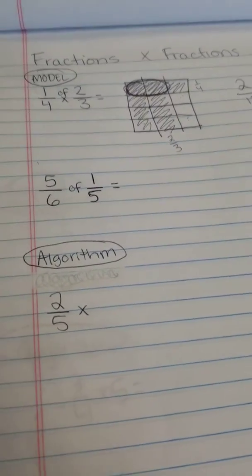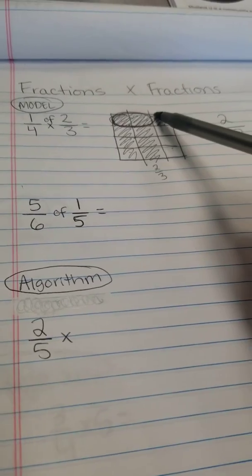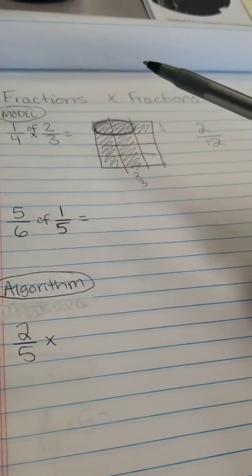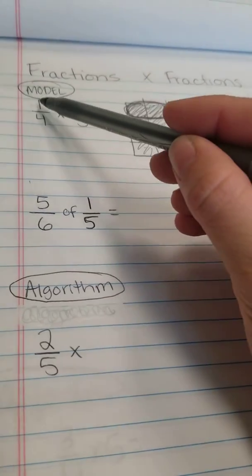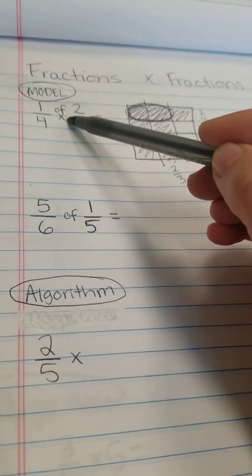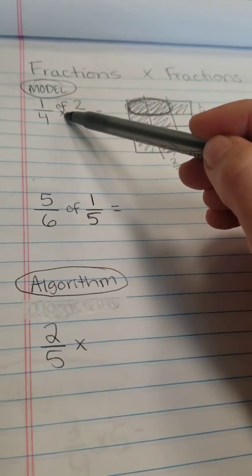Okay, so when we're multiplying fractions by fractions, we draw models to help us. And we also have an algorithm, and I'll help you with that in a minute. So if we want to do a fraction times a fraction, for example, 1/4 of 2/3. Now, "of" can represent the multiplication symbol.